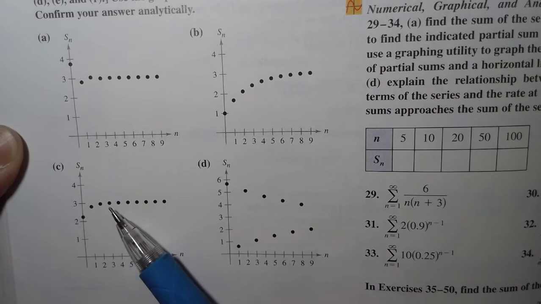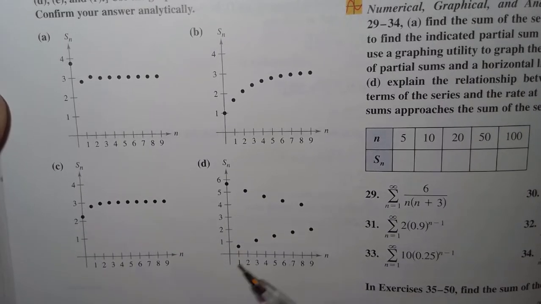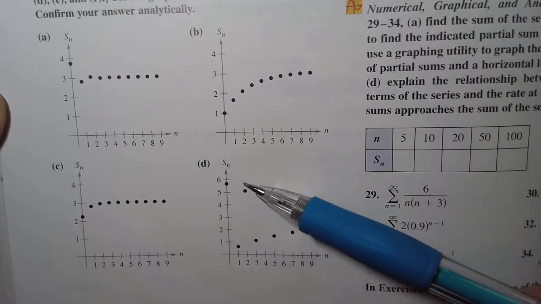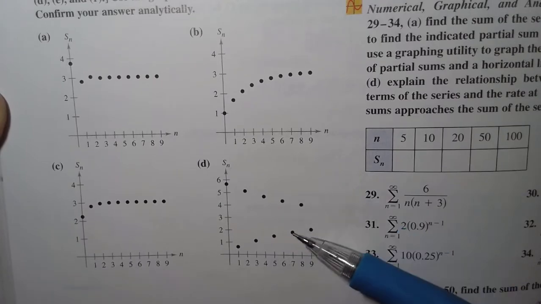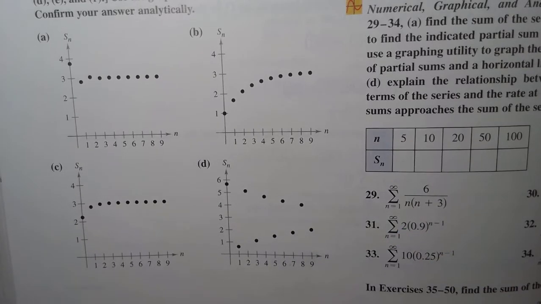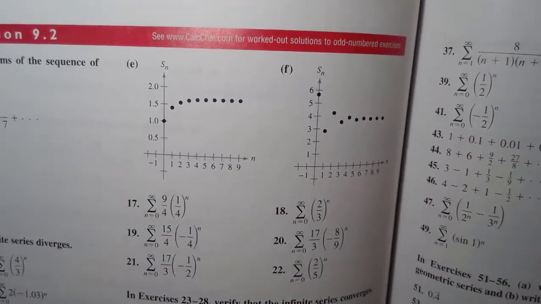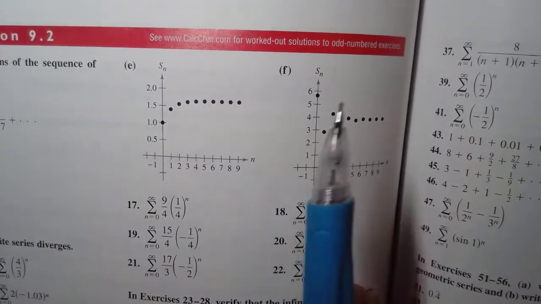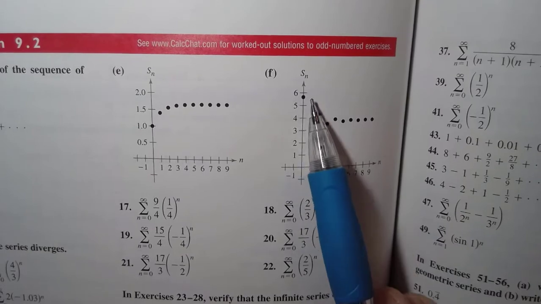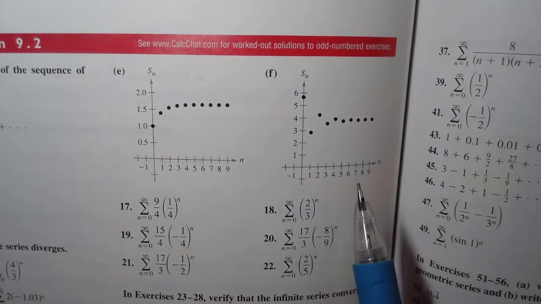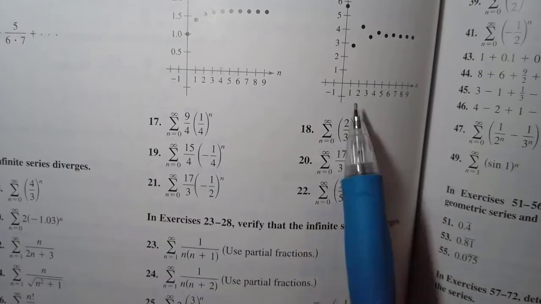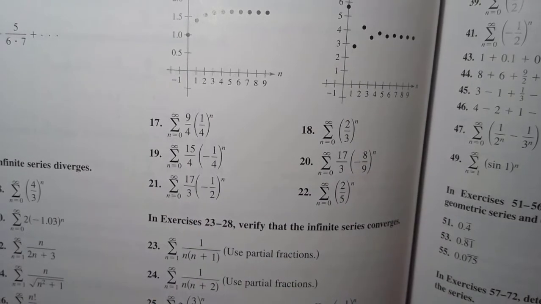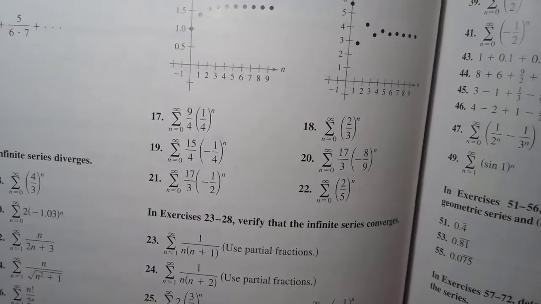You can look at C. It also appears to be leveling out to 3. You can look at D. It looks like it's oscillating. It's not really oscillating, but it looks like it is converging towards a number. It looks like it might be 3. And if we look at E and F, you can see what is happening. So what we're going to do is look at each of these series and try to find the one that it is similar to. So you might want to have your book open for this.